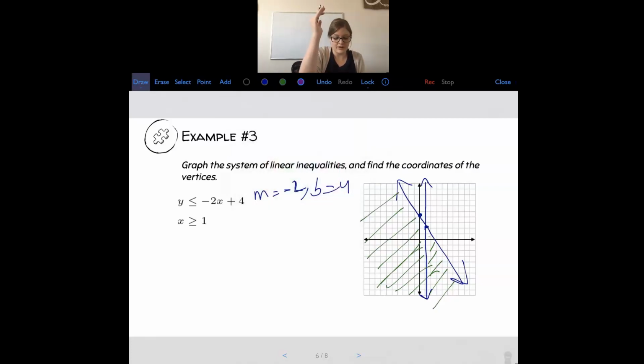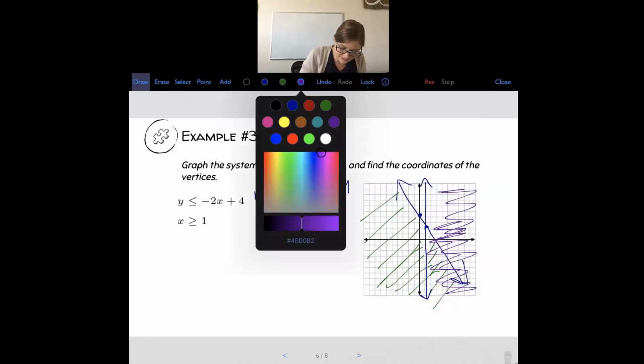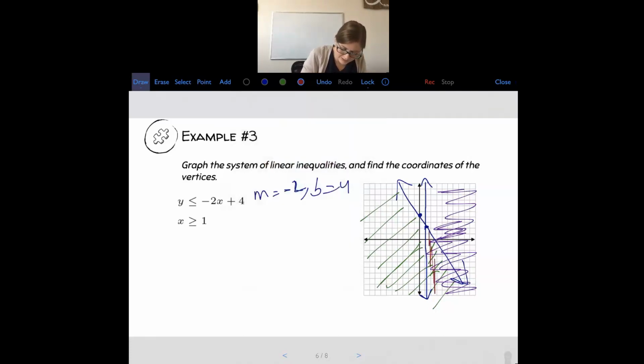So we have our vertical line. X values that are greater than 1 are like 2, 3, 4, so we would shade over here. So this part where the purple and the green overlap is the solution. So what I'm going to do is draw it in red, and then I'm going to clear this out and draw it once so that we can look at the vertices. So the area we shade is the area in red there.